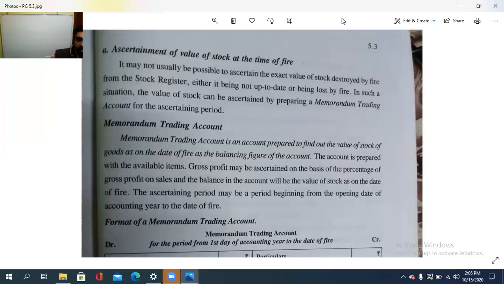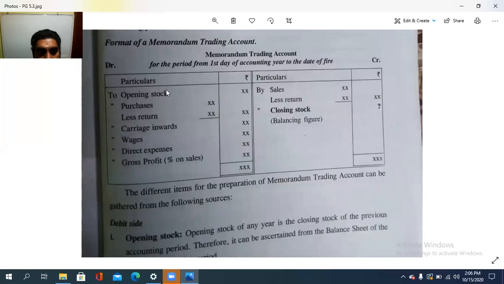So we will look into the format for that. So the ascertaining period may be a period beginning from the opening date of the accounting year to the date of fire. So we will check. See, opening stock, purchases less return, carriage inwards, wages, direct expenses, and what is that? Gross profit. And on the other hand, sales less return. Here closing stock will be the balancing figure.